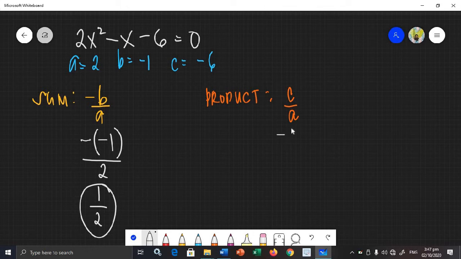How about the product? So, C is negative 6 now. A is 2. Negative 6 over 2, the answer is negative 3. The same as the product. No? Without solving the quadratic roots, you know that if you multiply those roots, the answer is negative 3. Okay? So, yan. The sum is 1/2, and then the product of the roots is negative 3.